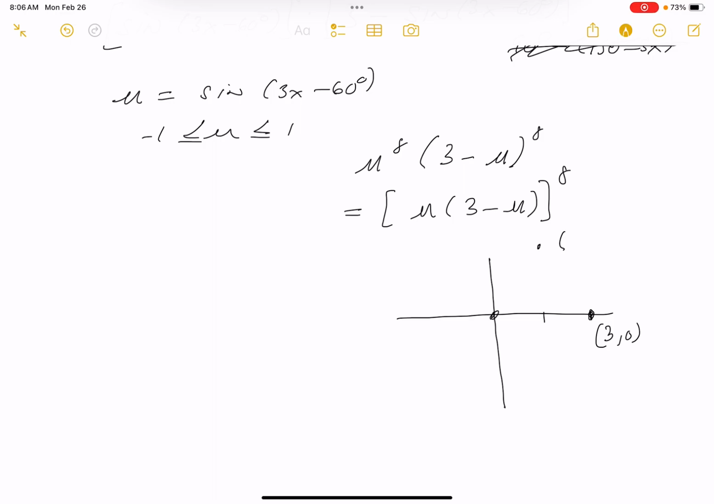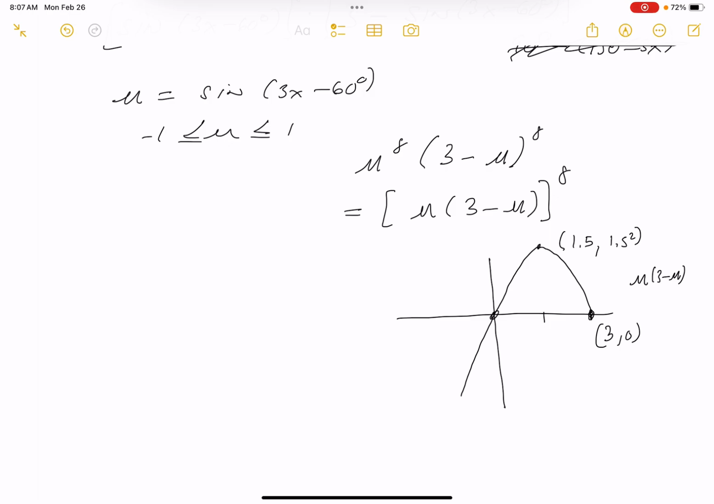Let's see, I occasionally get interrupted. Let's see, 1.5. And what happens over there? Let's see, you get 1.5 times 1.5. So let's put down 1.5 squared. And again, we're graphing out u times 3 minus u. Now, then my parabola looks like this over here. And I want to, I can't do that, can I? And I'll tell you why.